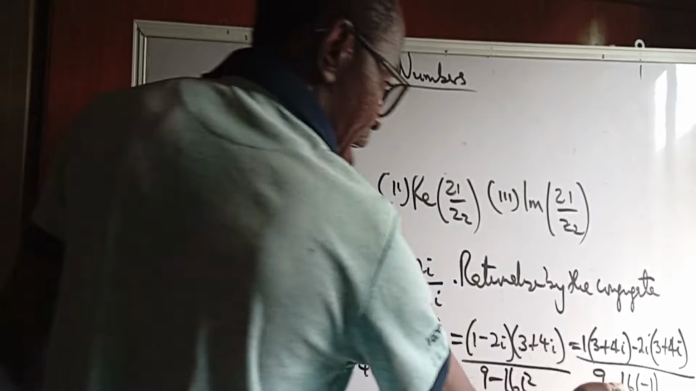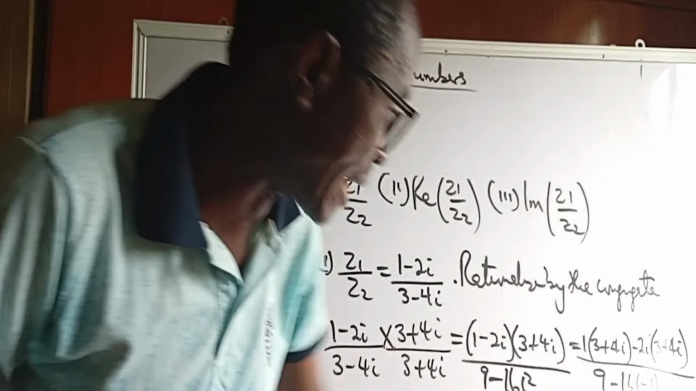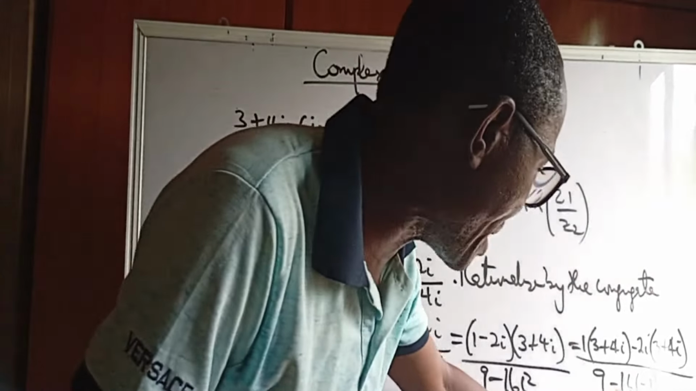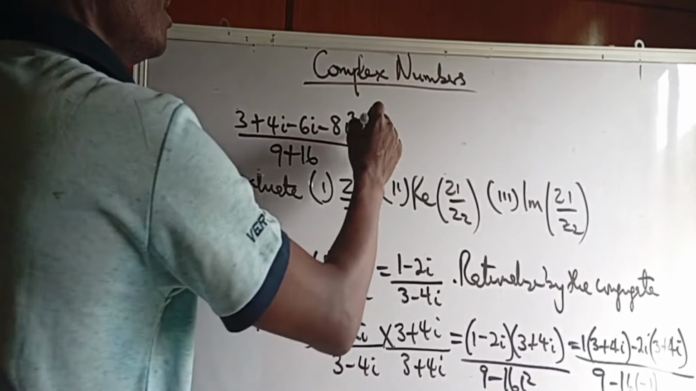When we are multiplying, minus 16 times minus 1, you are not directly subtracting. Don't make a mistake there. Minus 16 times minus 1, that is what? Plus 16. Good. So that gives you what?